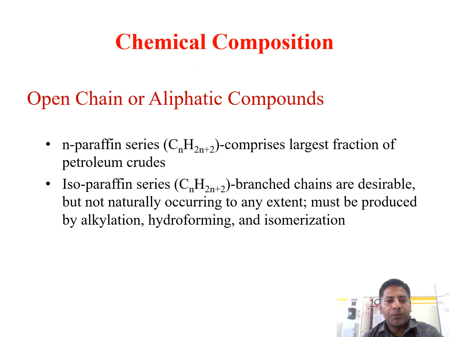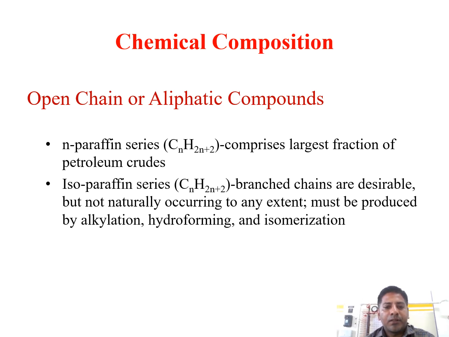Next, we see the chemical composition of petroleum fractions. From the petroleum fractions, we have the open chain or aliphatic compounds, which are of two types. The first is the N-paraffin series, the second is the isoparaffin series. The N-paraffin series gives the largest fraction of petroleum crudes, with the chemical formula CnH2n+2. We change the value of n, the number of carbons. Putting n equal to 1, C1H(2×1+2) gives CH4, which is methane. We also have to add the alkyl group: methane, methylene, methanol oxide.